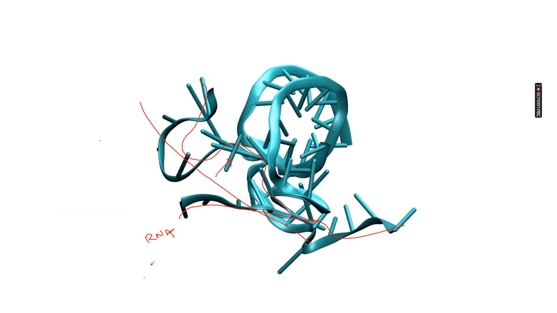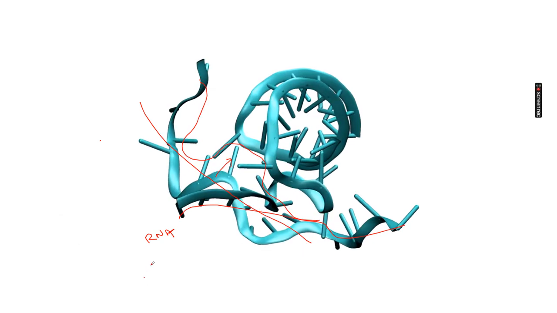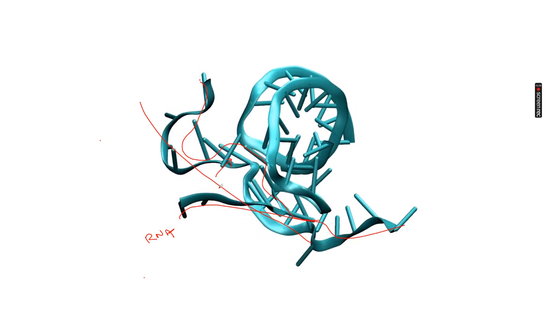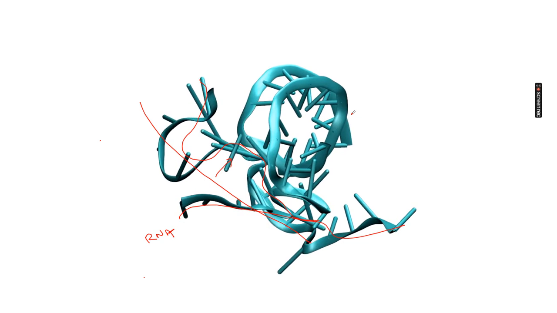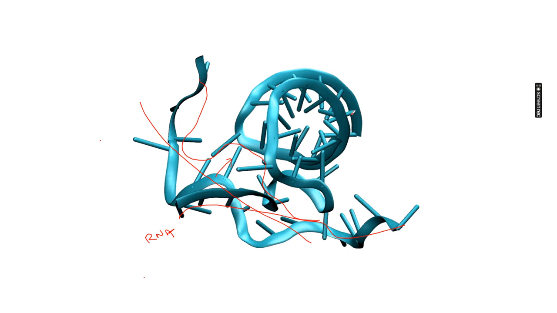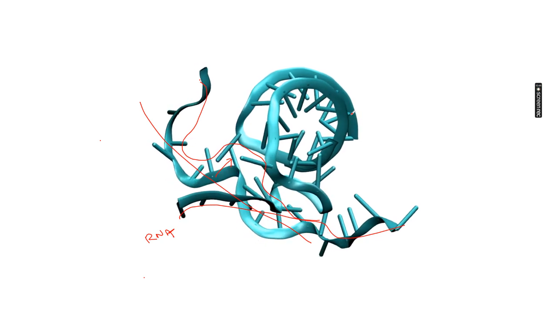Where is the play button? Okay, so you can see this one. It was like a straight line and it was moving upside. And now this RNA will slide into this thing, inside the ribosome.